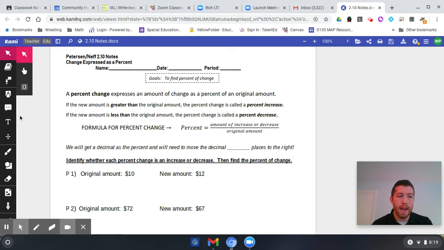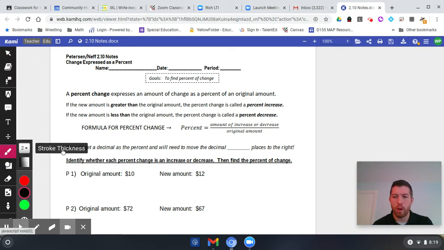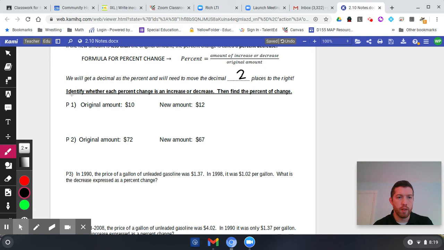The one thing that we have to make sure that we always do is when we actually get our answer, we will get a decimal as a percent, and we need to move the decimal 2 places to the right. That is extremely important, and I'll show you guys some examples of that as well. So let's look at a few. We want to identify whether the percent change is going to be an increase or decrease, and then find the percent of the change.